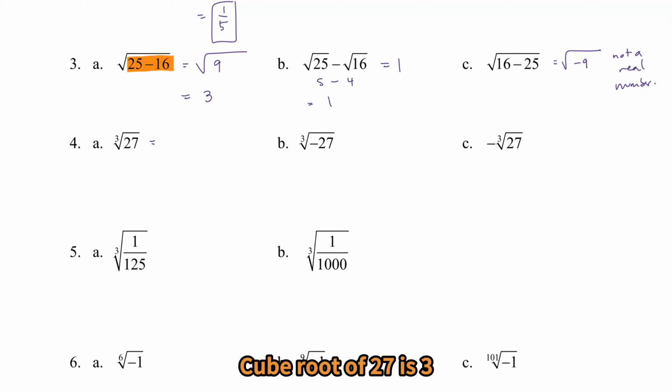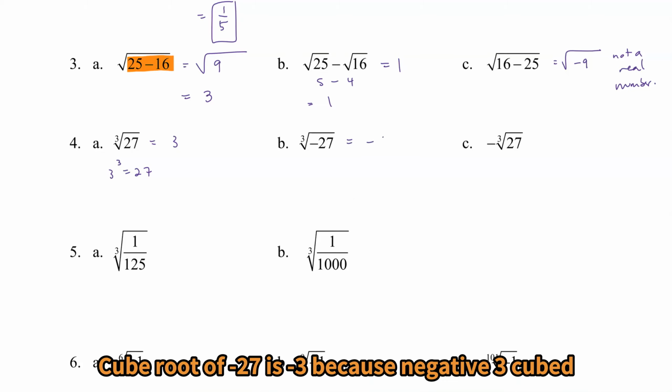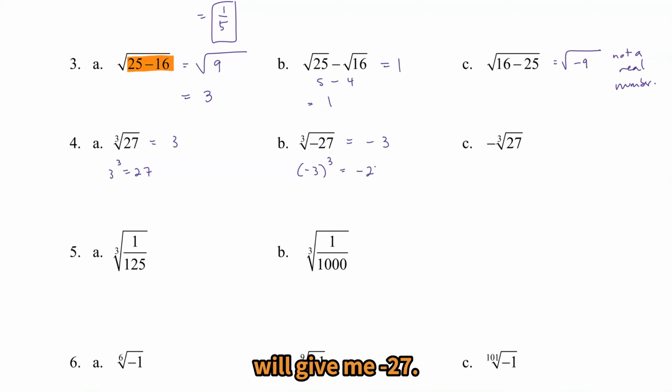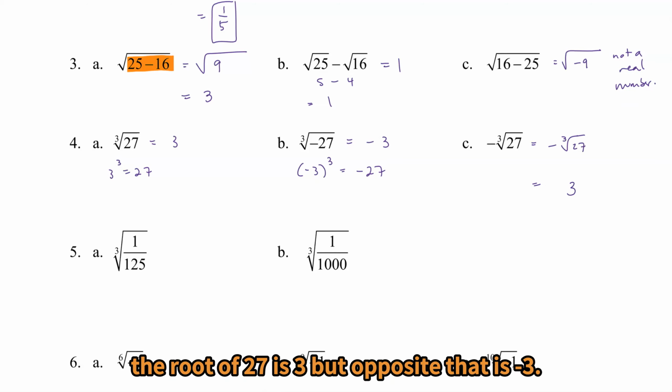Cube root of 27 is 3 because 3 cubed will give me 27. Cube root of negative 27 is negative 3 because negative 3 cubed will give me negative 27. And this one, the opposite root of 27, the root of 27 is 3, but opposite that is negative 3.